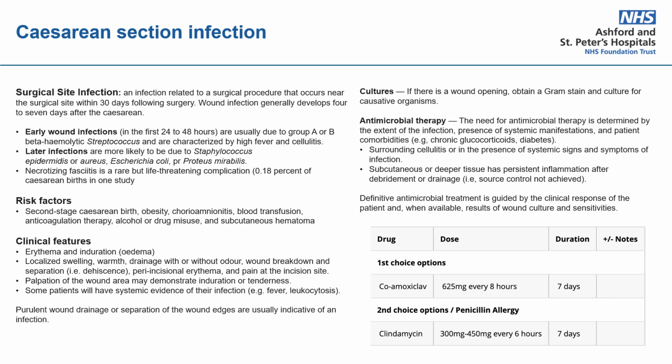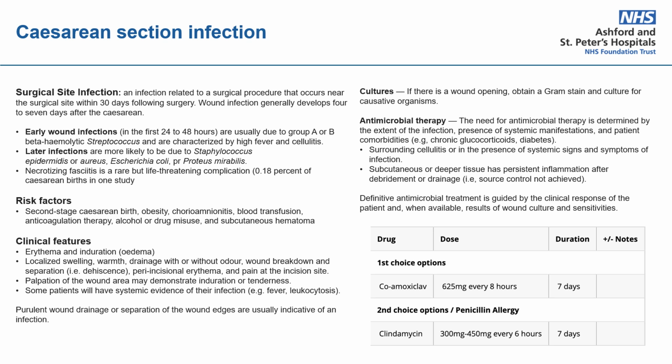A surgical site infection is an infection related to a surgical procedure that occurs near the surgical site within 30 days following surgery. A wound infection generally develops 4 to 7 days after a caesarean section. Wound infections can be early, which occur in the first 24 to 48 hours, and are usually due to group A or B beta hemolytic streptococcus and are characterized by high fever and cellulitis. Later infections are most likely due to Staphylococcus epidermidis. Necrotizing fasciitis is a rare but life-threatening complication, which occurs in 0.18% of caesarean births.